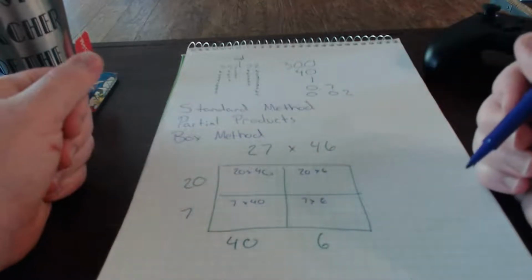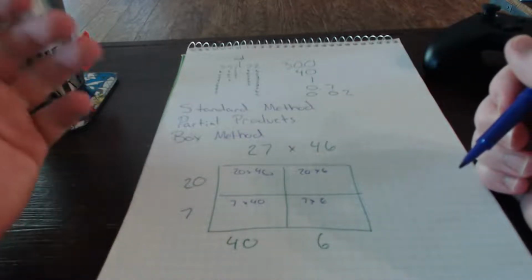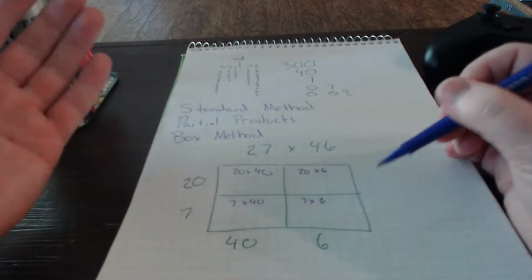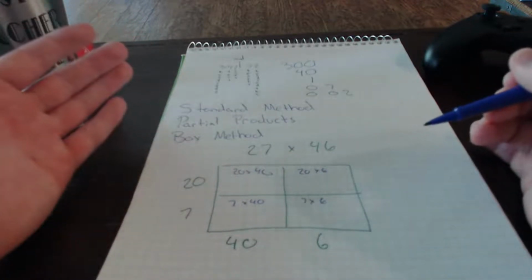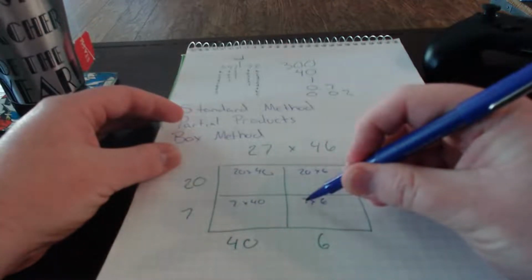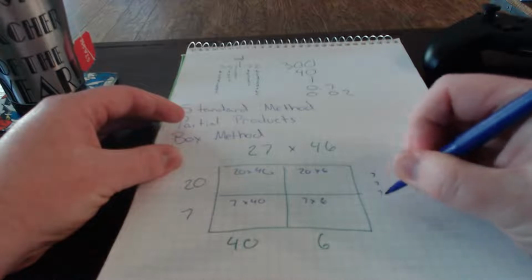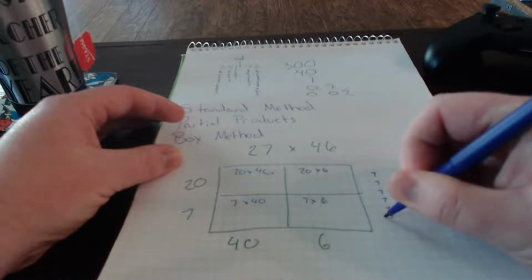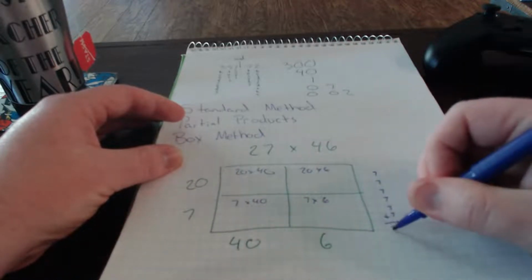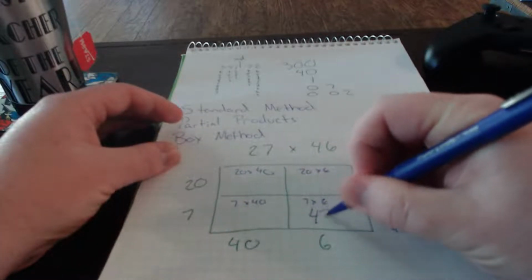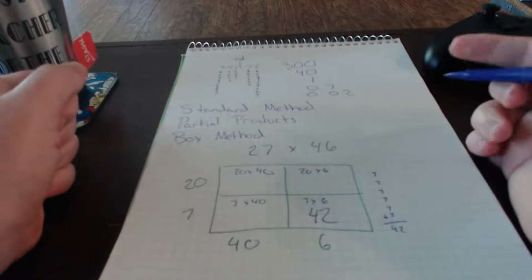So 7 times 6, this is one of those ones that I have memorized. Again, 7 times 6 is 42. If you needed help with multiplication, you could always do repeated addition. So you have 6 sevens: 1, 2, 3, 4, 5, 6. You add all of those together and you would come up with 42. That's if you need to. You don't have to do that. But I've got 42 in this box.